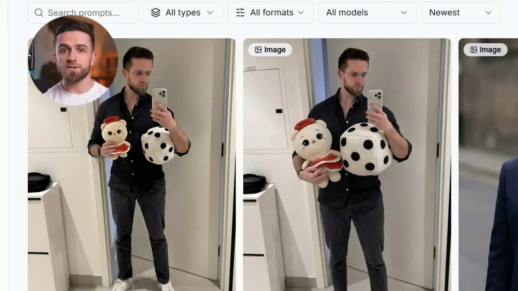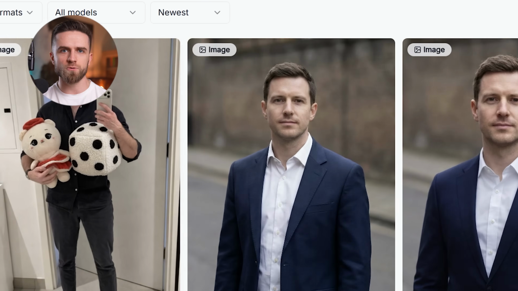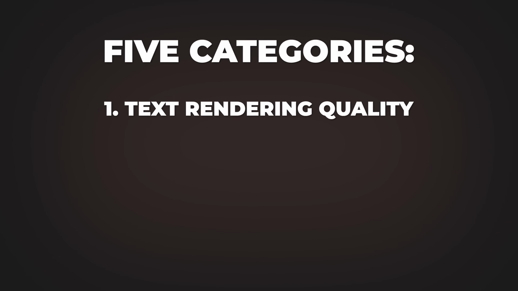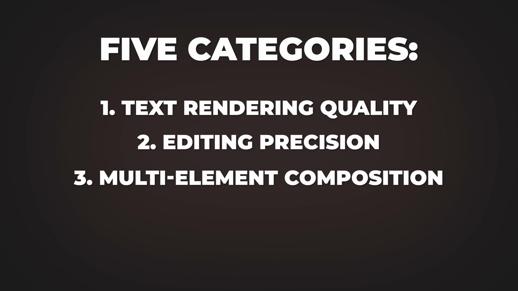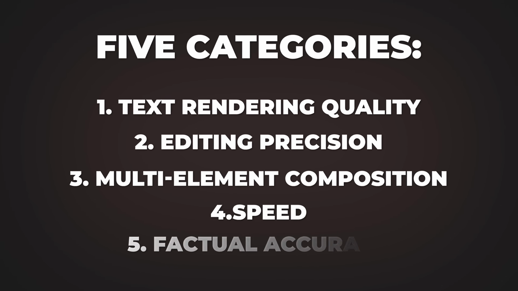Same prompt, same tests. In the next few minutes, you'll know which one actually fits your workflow, which one is not worth wasting your time on. We're testing 5 categories: text rendering quality, editing precision, multi-element composition, speed, and factual accuracy. No fluff, just identical prompts and side-by-side outputs so you can see the differences for yourself.